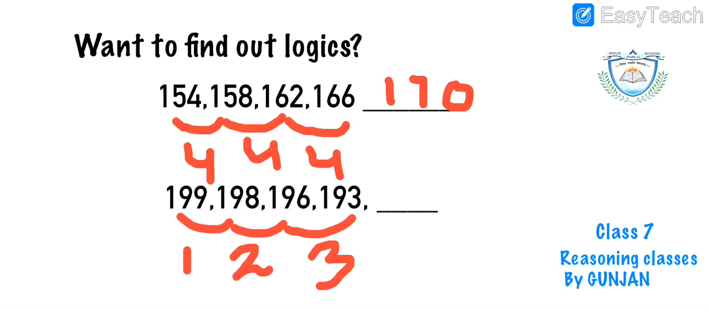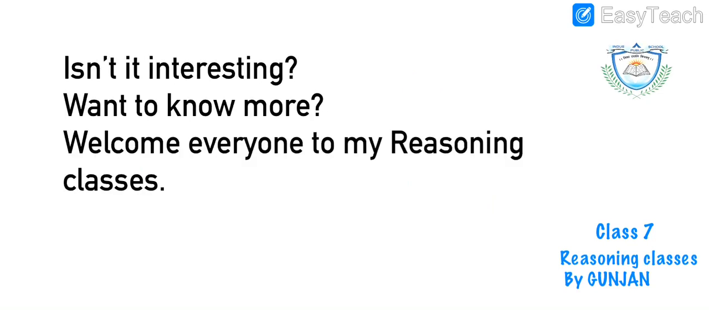So, to find out the answer, one thing is sure, that the difference between the answer and 193 will be 4 as per the pattern. So you need to subtract 4 from 193 in order to get the answer. And if I do so, I'll get 189 as my answer. Yes. Isn't it interesting? Want to know more?